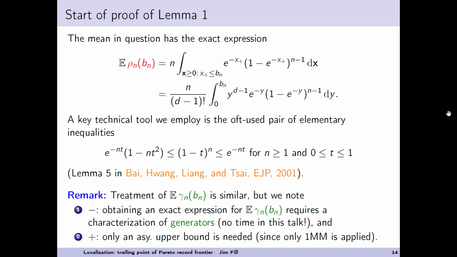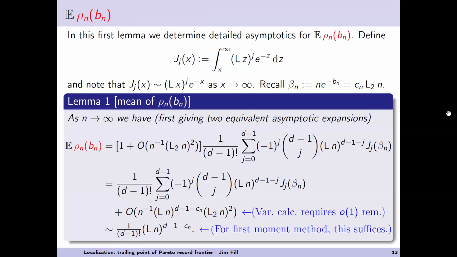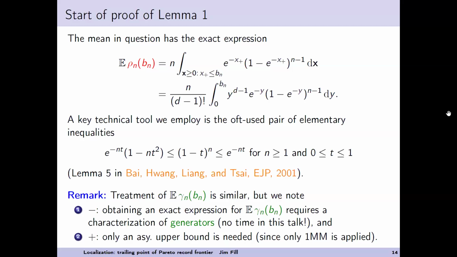But on the positive side, I was later going to go on to study variances. We needed a complete asymptotic expansion for the mean. Since we're only using the generator results for the first moment method, we only need an asymptotic upper bound. So that's what we got. All right, that's all I have to say. Thanks.